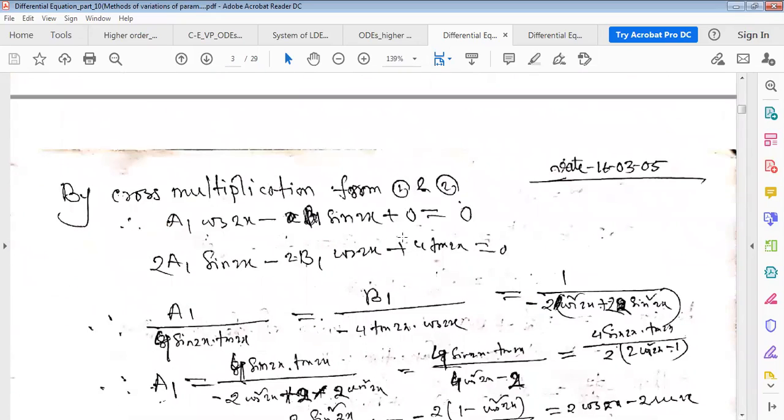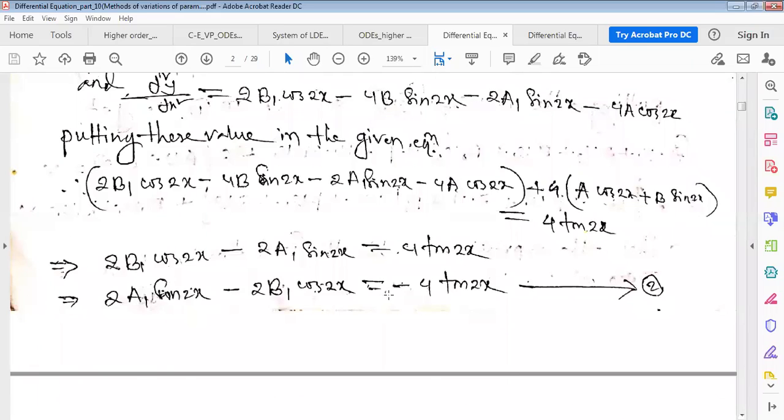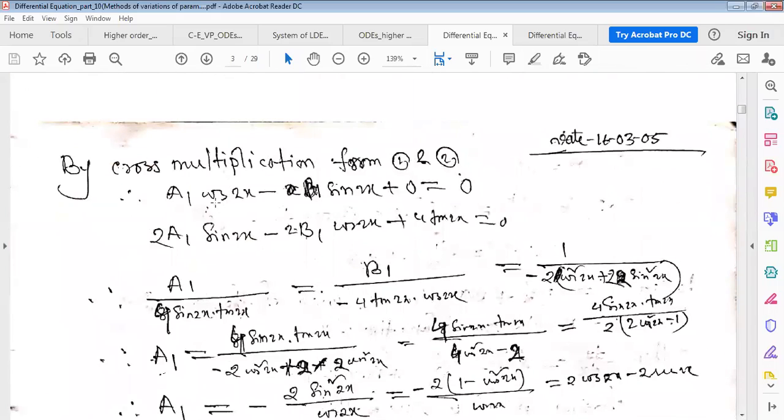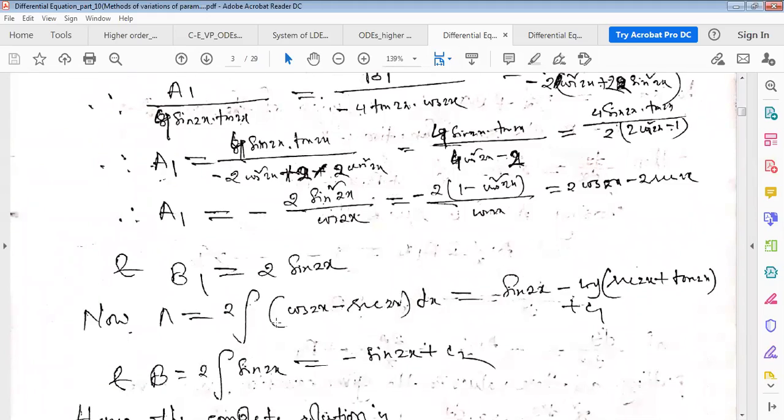Now from equations 1 and 2: equation 1 is a1 cos 2x plus b1 sin 2x equals 0, and equation 2 is this one. Now we can solve equations 1 and 2 by the cross multiplication method. These are a1 cos 2x plus b1 sin 2x equals 0, and 2a1 sin 2x minus 2b1 cos 2x plus 4 tan 2x equals 0. By the cross multiplication method we can write this. From this we can find a1 equals this and b1 equals this. The a1 is the first derivative of a and b1 is the first derivative of b.